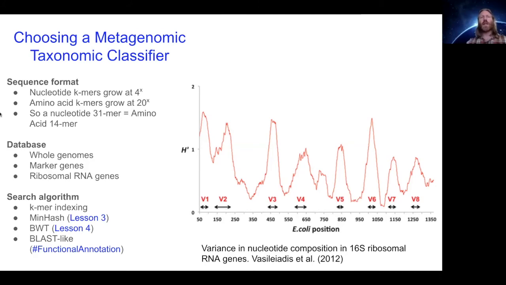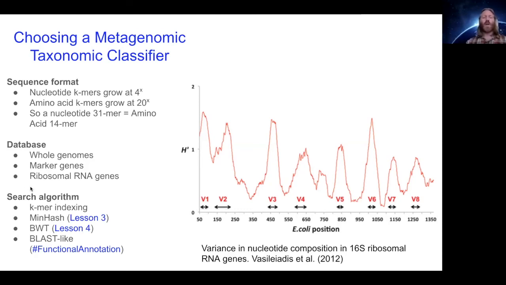Most of the classifiers out there currently use nucleotides, and I only know of one that uses amino acids. Another thing you might want to look at is what database the classifier is classifying against, whether it's whole genomes or a set of marker genes or a smaller set of ribosomal RNA genes. And then you might want to look at which search algorithm it's also using.